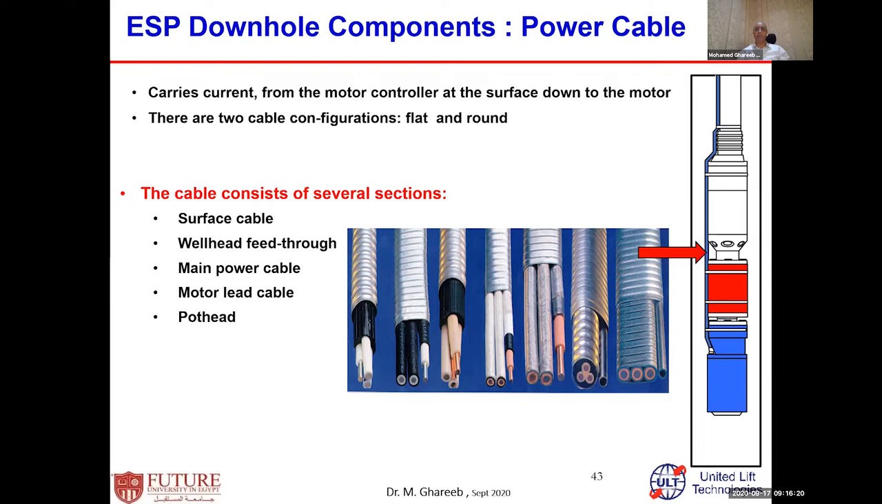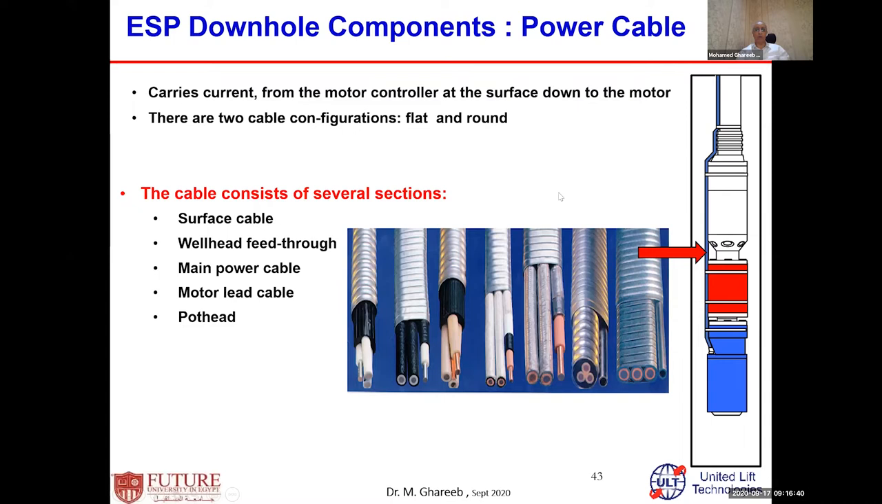Usually the cable is available in two types of configuration, either what you call flat cable or round cable. Flat cable is like this one, which has three conductors right here. Round cable is like this one.